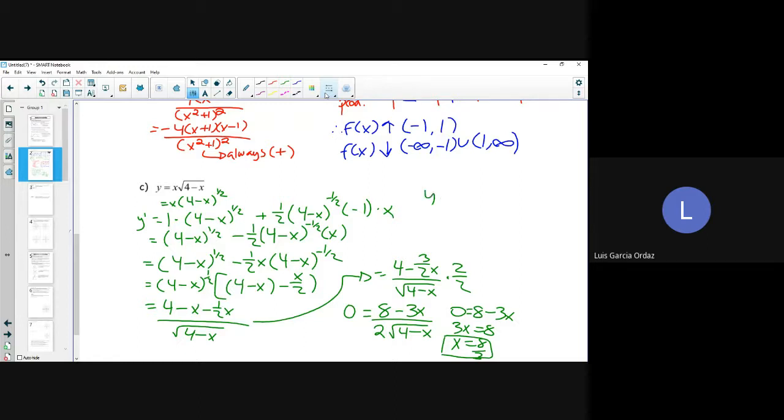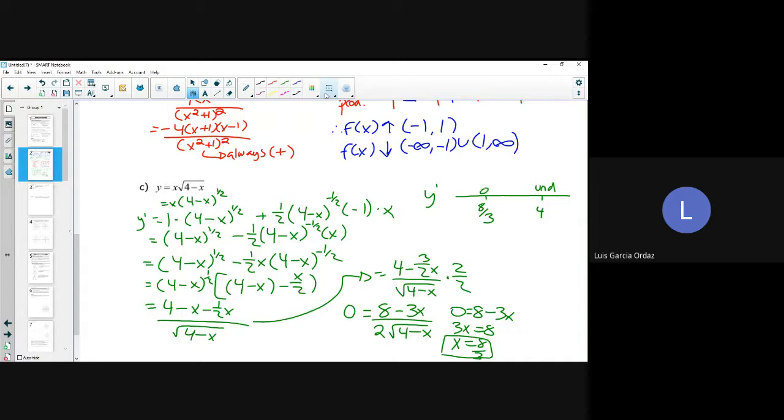So I have y prime here. I have 8 over 3 right here. And then I have 4, which becomes undefined after any number that comes past 4, because it turns the denominator into a negative square root, and we cannot have that.